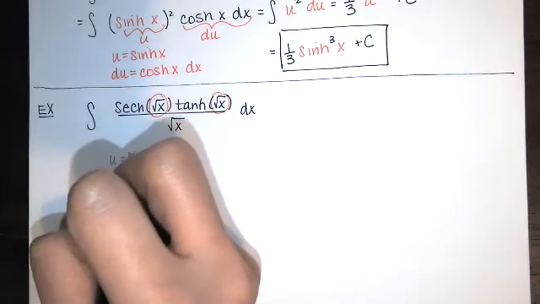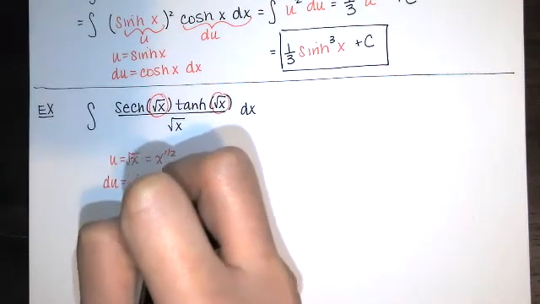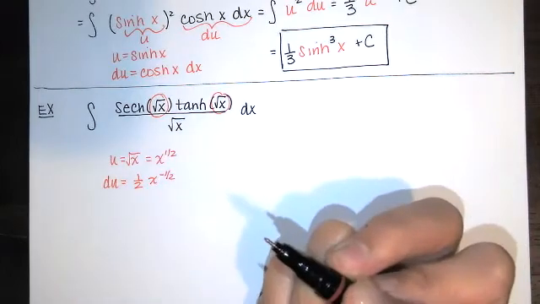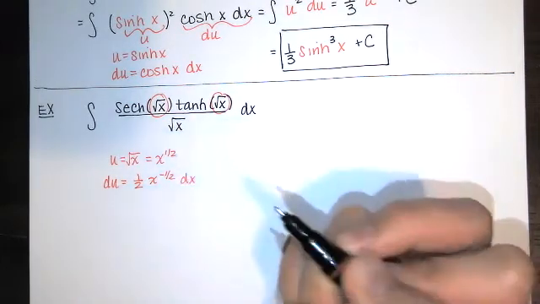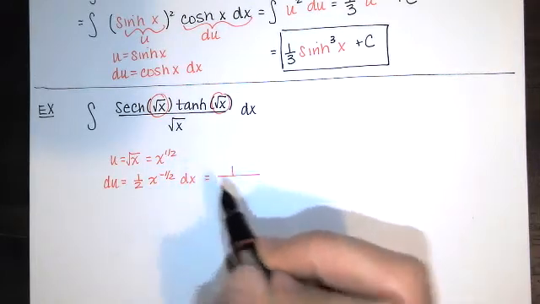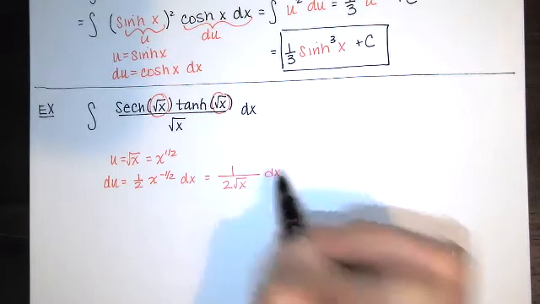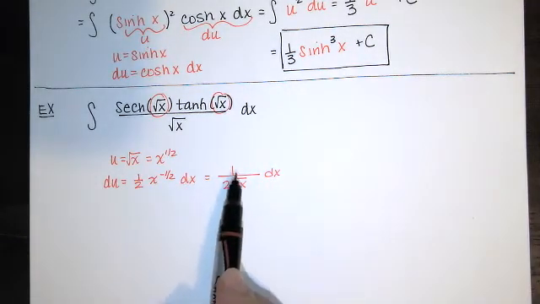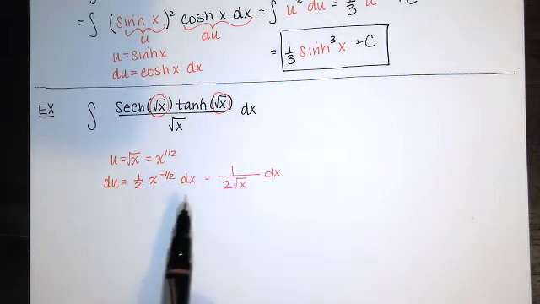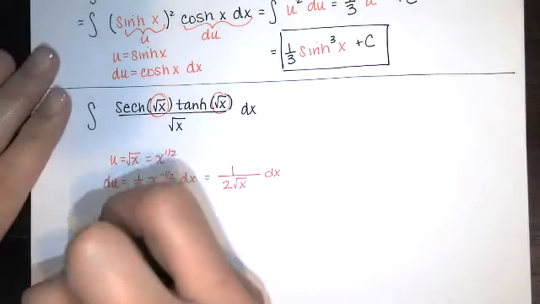So we compute du. That's 1/2 of x to the 1/2 minus 1, which is negative 1/2, times dx. And that simplifies. That's 1/2, and that's a square root of x in the denominator. So I've got a 1 over square root of x dx there, and there's this extra 2 here. It's in the denominator. I'd like to get rid of it, so I'll multiply both sides by 2.